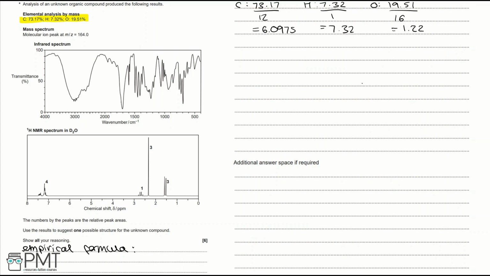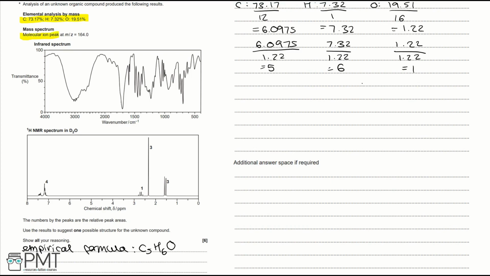So we need to do 6.0975 divided by 1.22. That equals 5. For hydrogen, we do 7.32 divided by 1.22, and that equals 6. And for oxygen, we do 1.22 divided by 1.22. That equals 1. So our empirical formula is C5H6O. Now we need to work out the molecular formula.